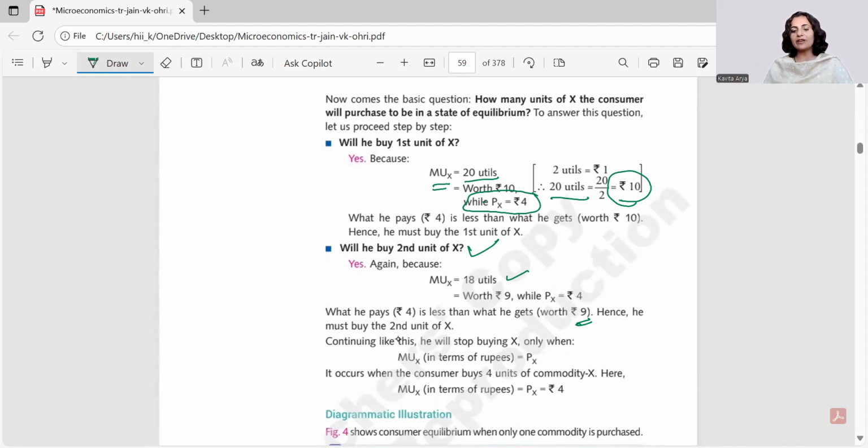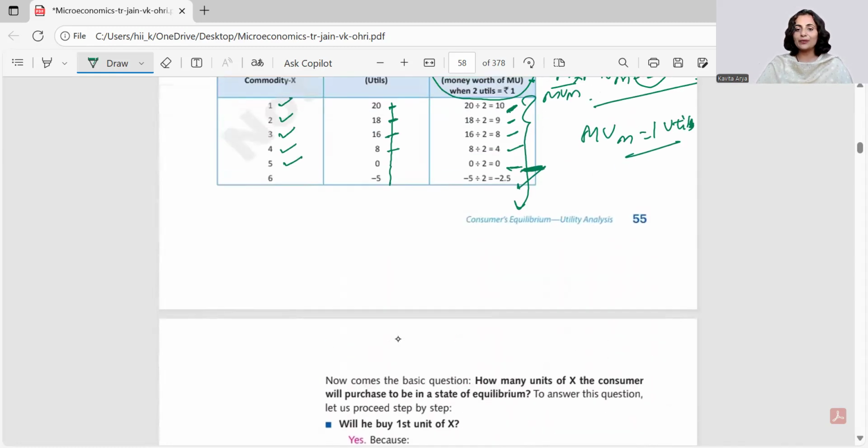So how long would he continue? Continuing like this, he'll stop buying only when MUX is equal to PX. So this is the condition, right? When his worth is equal to the price quoted for the thing, then he'll stop buying. What does it mean? It occurs when he consumes 4 units.